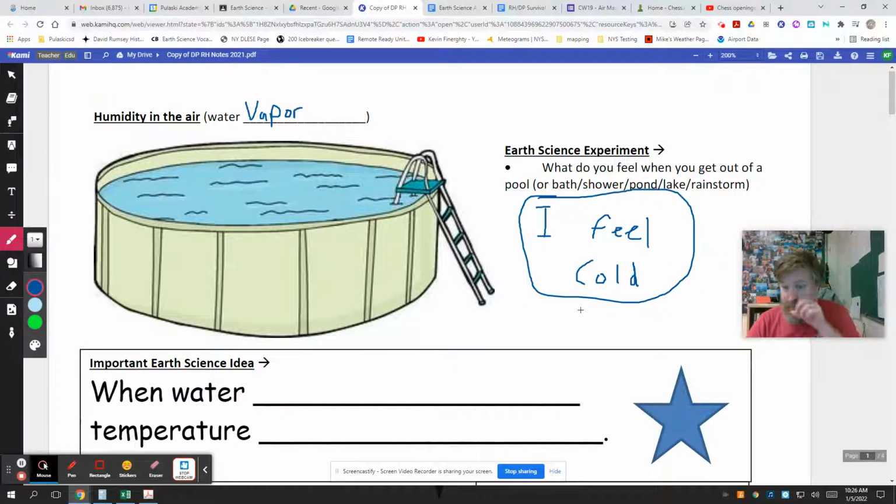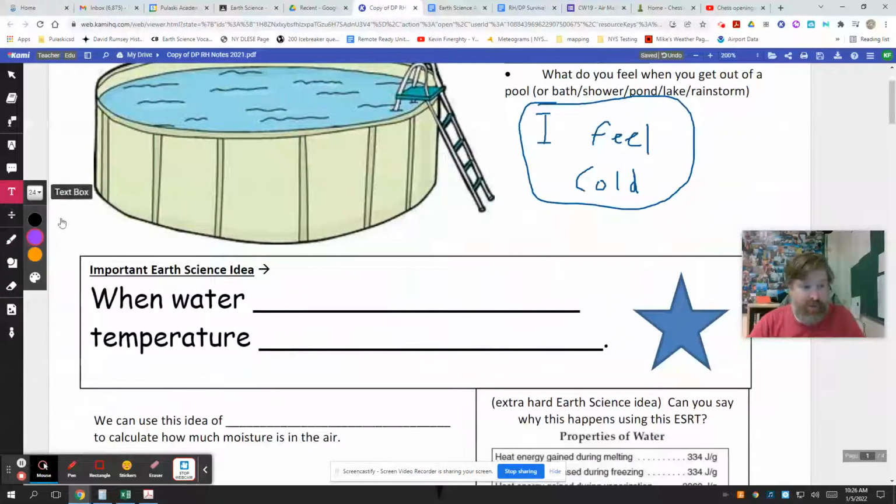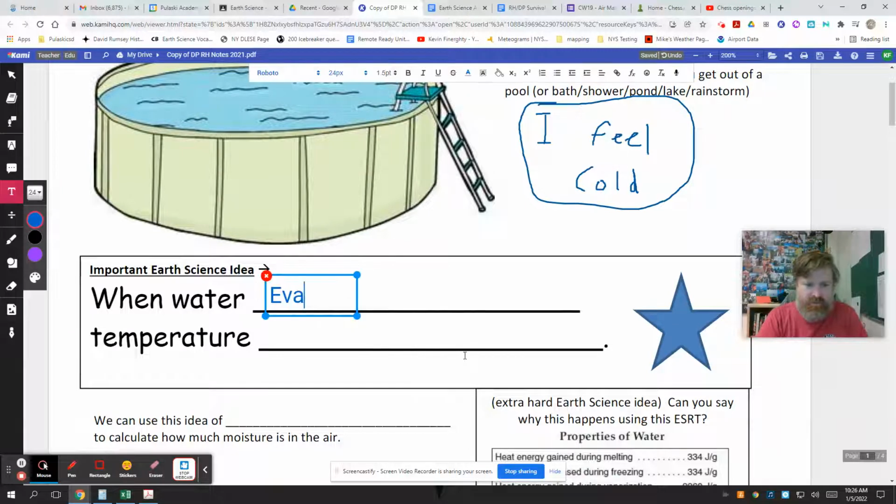So that might sound like a silly thing to say, but that premise right there is important in earth science. When water evaporates, which is what these blanks right here are going to be, temperature decreases or drops. Remember that. You've had that happen to you, probably in the last day, maybe in the last couple of minutes. You felt water evaporate and you felt cold on your skin.